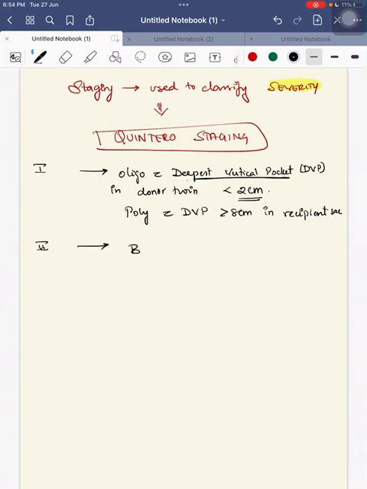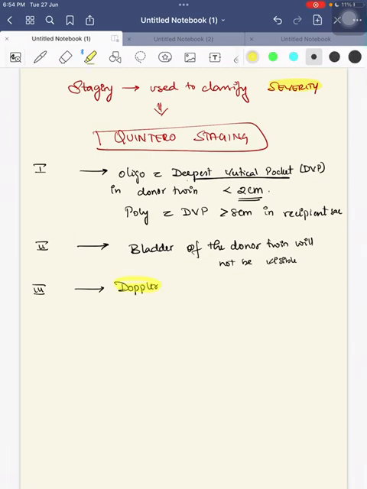Next, stage 2, the bladder of the donor twin will not be visible. In stage 3, the Doppler studies are abnormal in either the donor or the recipient twin. So there will be Doppler abnormalities in either the donor or the recipient twin.